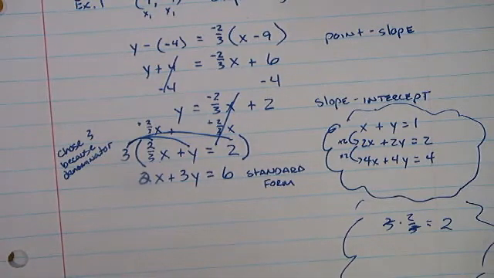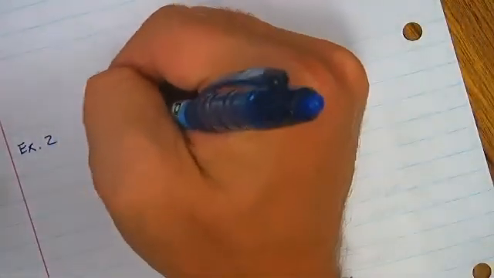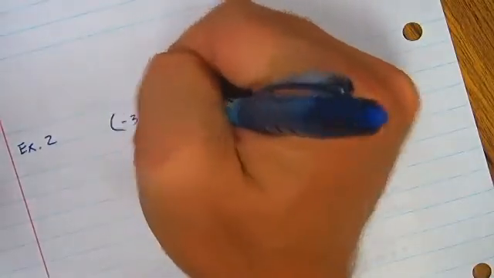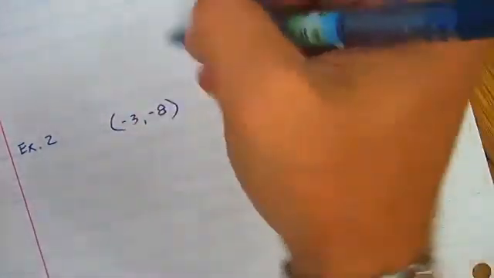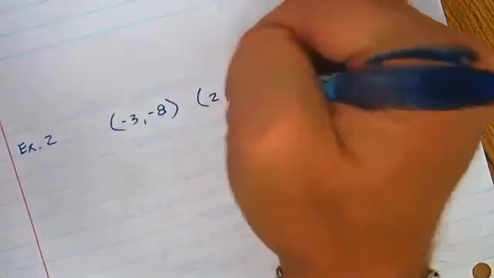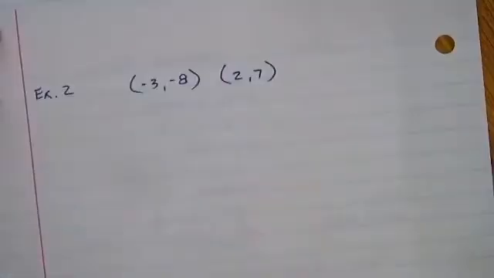So I'm going to look at just a couple more examples and make sure that we've got this down and everything's working out. Let's find a decent example that's going to give us a fun value here. So let's go to example number 2. I'm going to give you -3, -8, and 2, 7. Those are our 2 points.